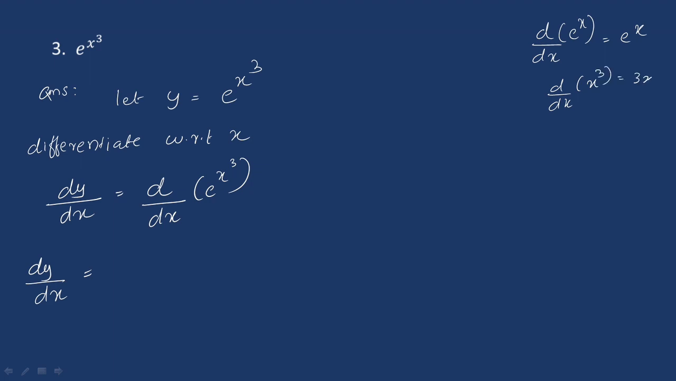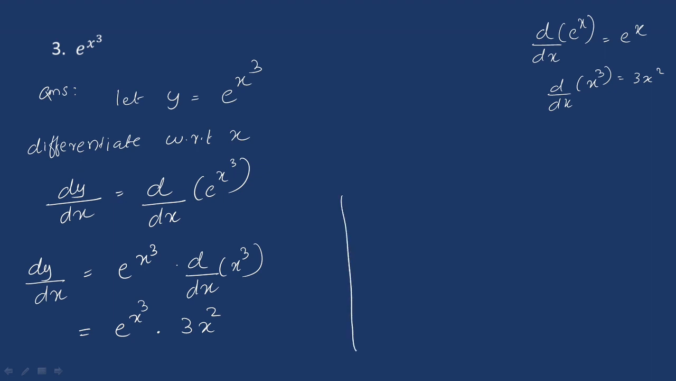So we will be doing it separately, that is, first we will be having d by dx of e raised to x cube, that is e raised to x cube into d by dx of x cube, that is 3x square. Therefore, we have dy by dx is equal to e raised to x cube into 3x square, that is 3x square e raised to x cube.